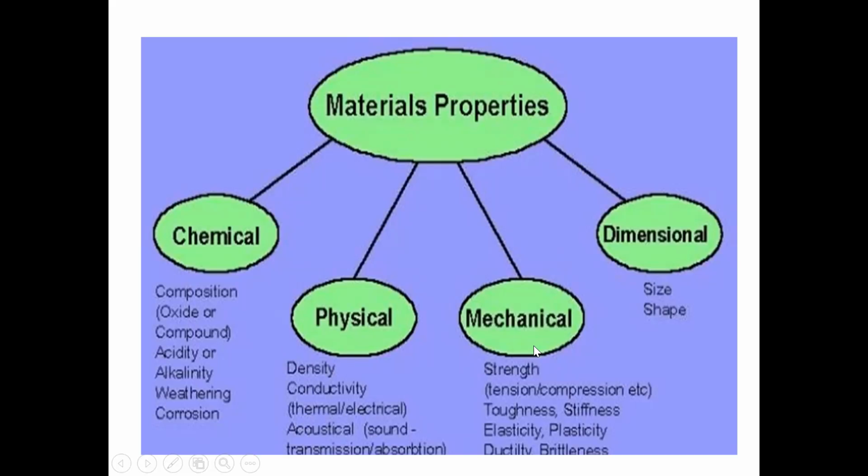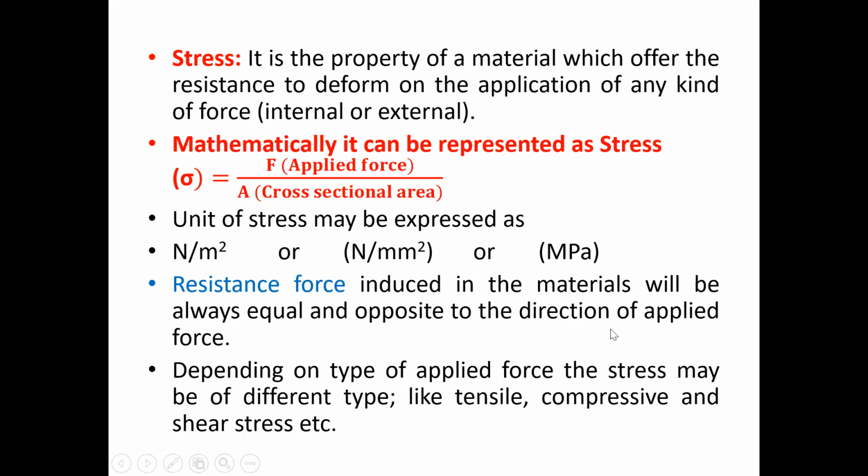If you go to mechanical properties, then there is strength, maybe tensile, compression, toughness, stiffness, elasticity, plasticity, ductility, and brittleness. And if you think about the dimensional properties, then certainly it is related to the size and shape. Coming now to stress and strain.